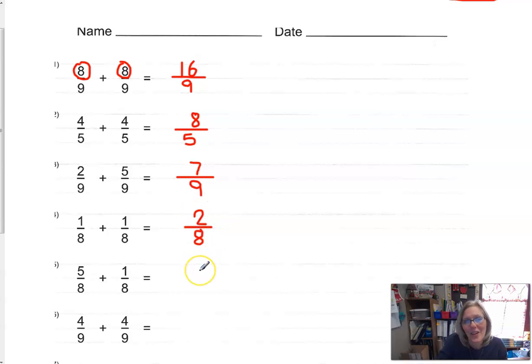All right. Well, I think I've shown you enough of those. You have a lot of practice pages. Just remember that when you're adding fractions, your denominator has to stay the same, because these things don't magically change into something else just because you're adding.